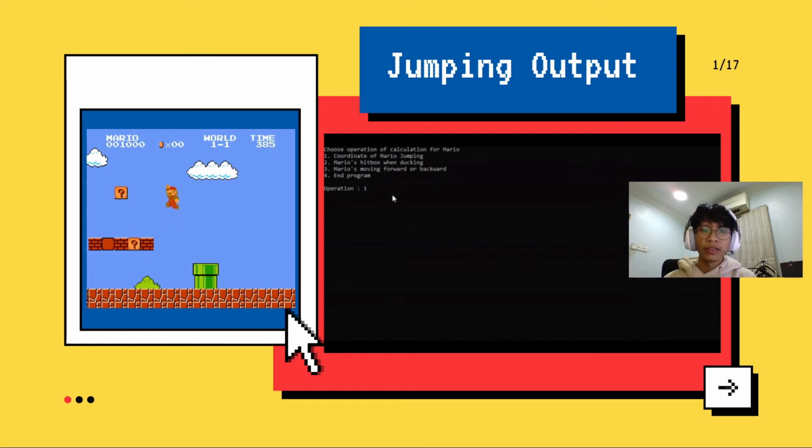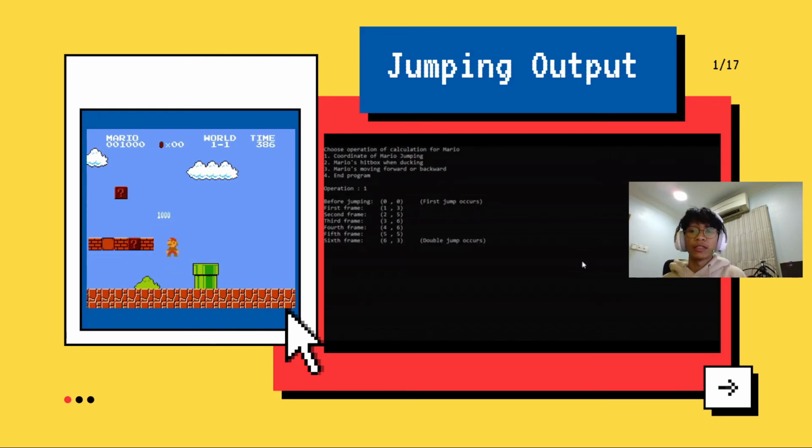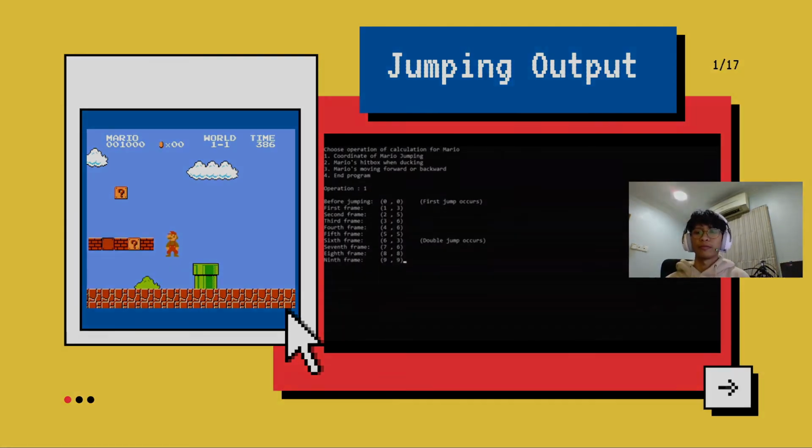On the left, we can see a video of Mario jumping. You can see that when he jumps, at the apex, he goes back down. So that is gravity pulling Mario back down to the ground when jumping.